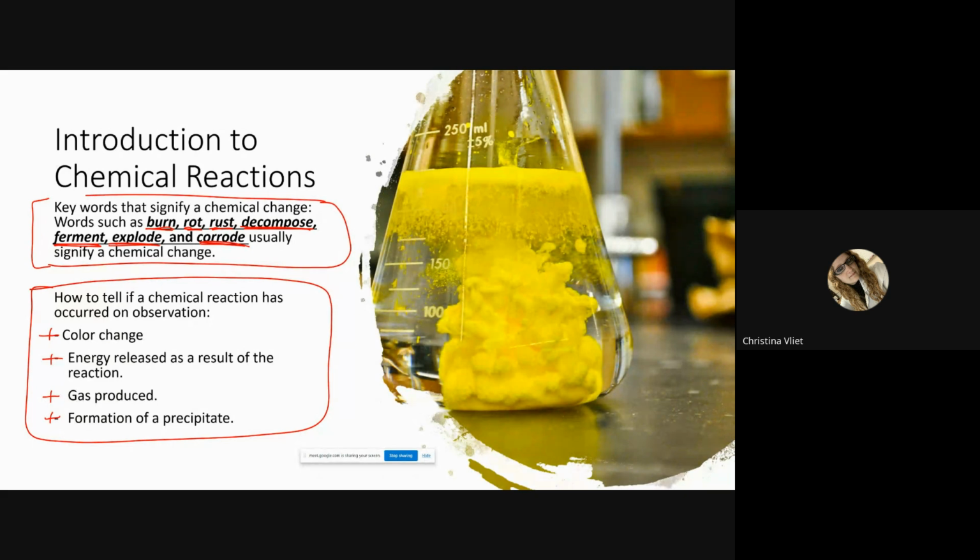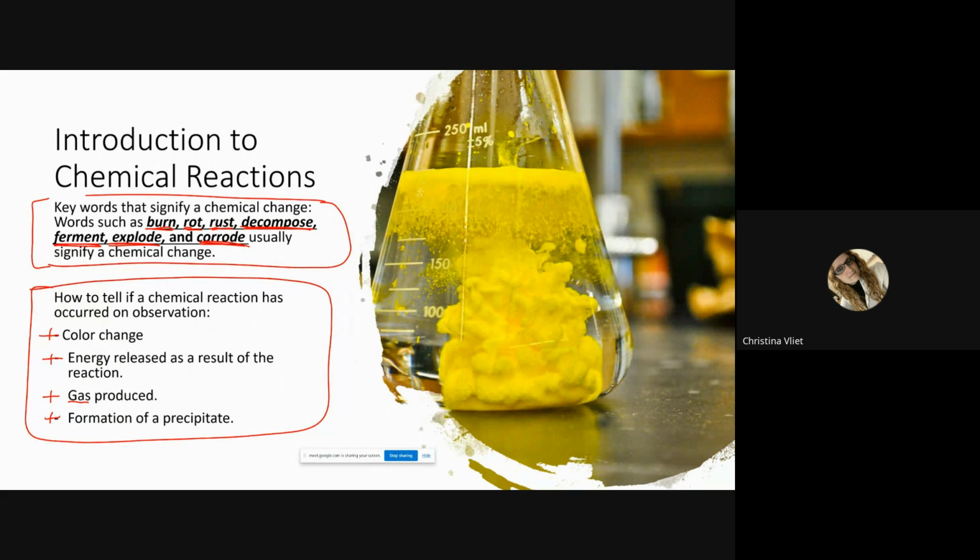If you produce a gas, so some reactions you'll see steam coming out, it looks like a gas. That means you most likely have a chemical reaction that's taken place. And then the last one is called formation of a precipitate. Write that down. We're going to go over precipitate in Unit 5 a lot.